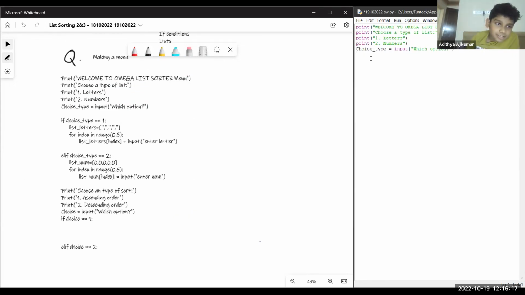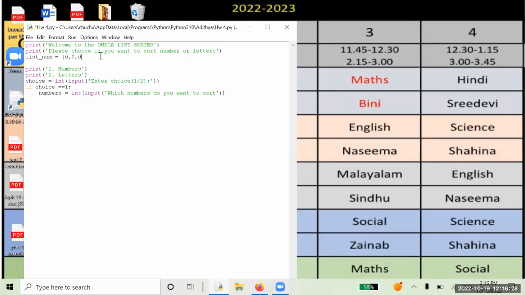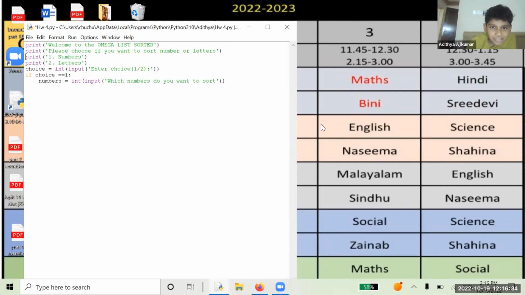So then send them this, then choice. Then I wrote choice equals input. Okay, but why did you not close the list underscore num? Put the ending square bracket. Okay. That was some pairing code. So this is how it works. Let's run it.